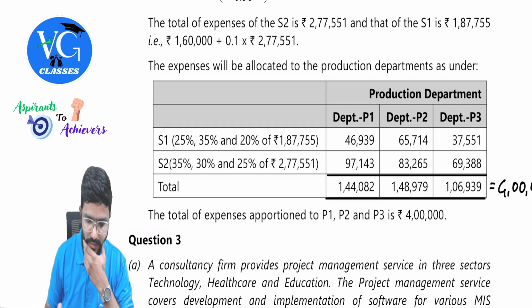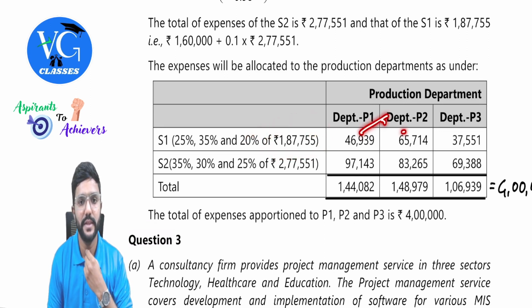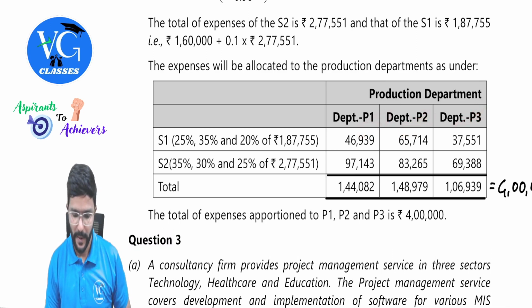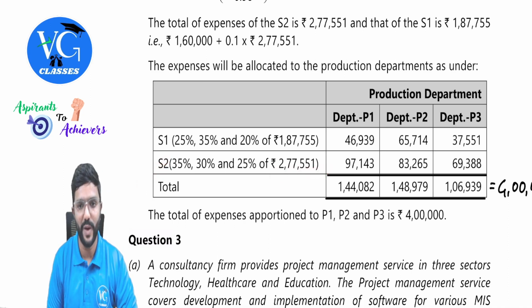So the total cost of S1 is 1,87,755 into 25% for P1, 35% for P2, and 20% for P3, guys. Same way, S2 total cost is 2,77,551 into 35% for P1, into 30% for P2, then into 25% for P3. And please be careful.